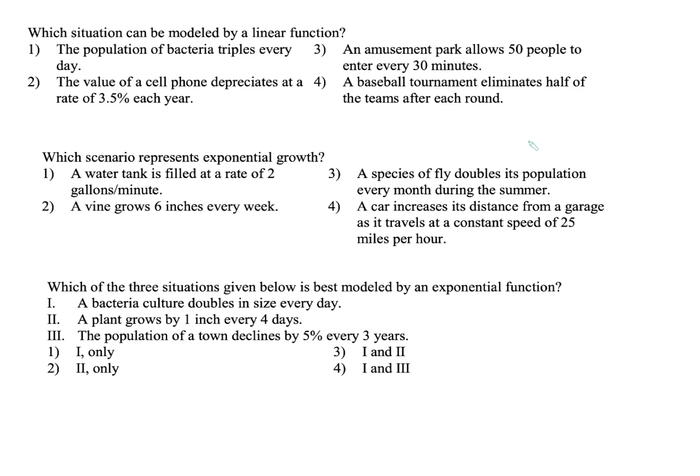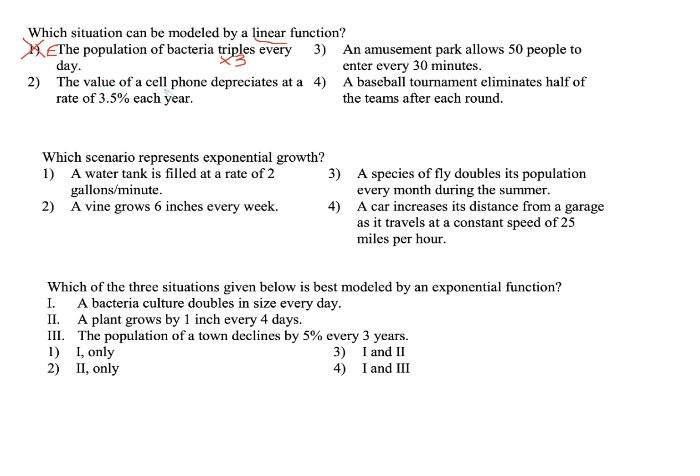Let's try some examples. So our first question states, which situation can be modeled by a linear function? With a linear function, they are increasing or decreasing at a constant rate per interval. So one states the population of bacteria triples every day. Triple means times by 3. Now, because we're multiplying by 3, that's a factor. So number 1 would be an exponential. So we can eliminate that.